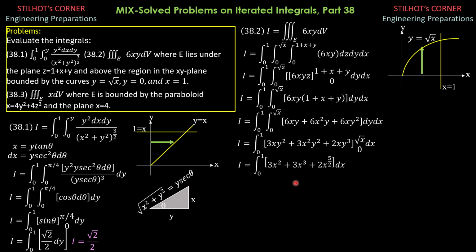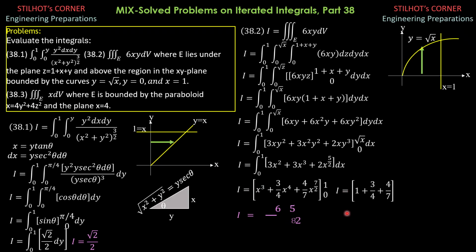So finally, this is x cubed plus 3/4 x to the 4th plus 4 over 7 x to the 7 halves, from 0 to 1. So that would be 1 plus 3/4 plus 4 over 7 minus 0, using the calculator. So the value of the integral is 65 over 28.